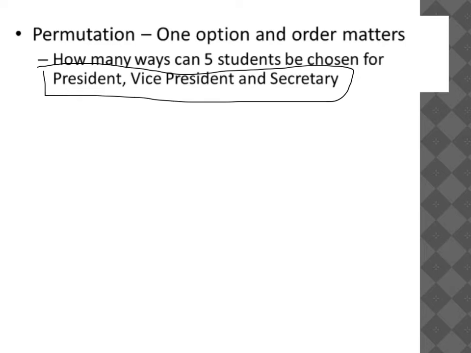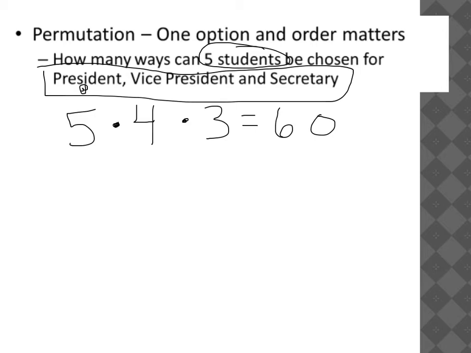You want to start with the first option. So when I pick my president, I have 5 different options for that first one. Now when I pick my vice president, I already have my president, so I only have 4 options for my second person. And for my third person, I have 3 different options because I already picked 2. And then I multiply those together. I'm going to get 60 different options I could rearrange 5 students as president, vice president, and secretary.